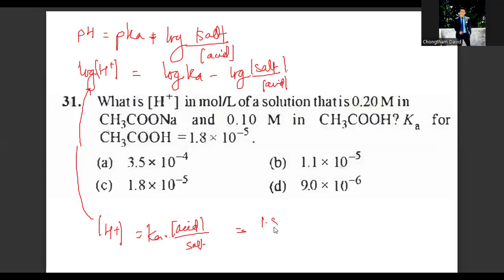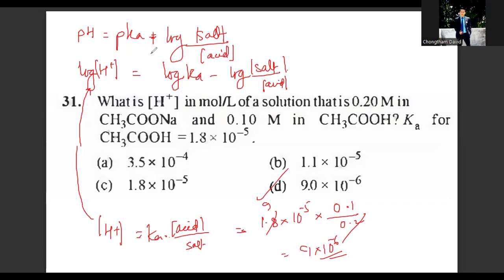We're making things simpler. Multiply this with 10 to the power minus 5, into what we have here, 0.1 by 0.2. So we can cancel this by 9 minus 6. 9 into 10 to the power minus 6 is the answer for question number 31. D is the answer for question number 31.